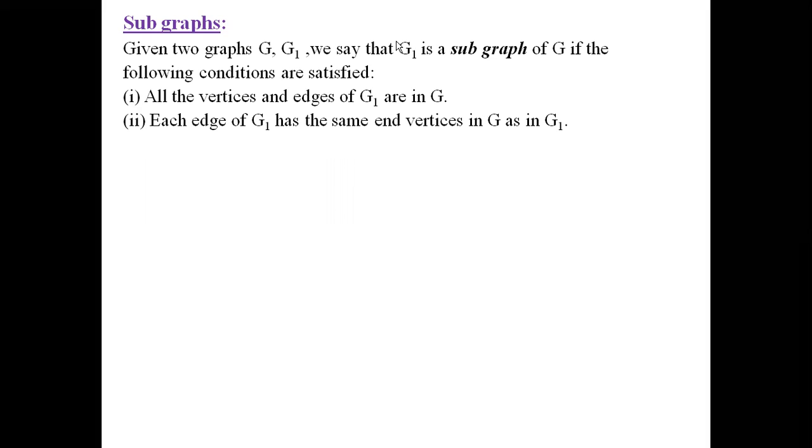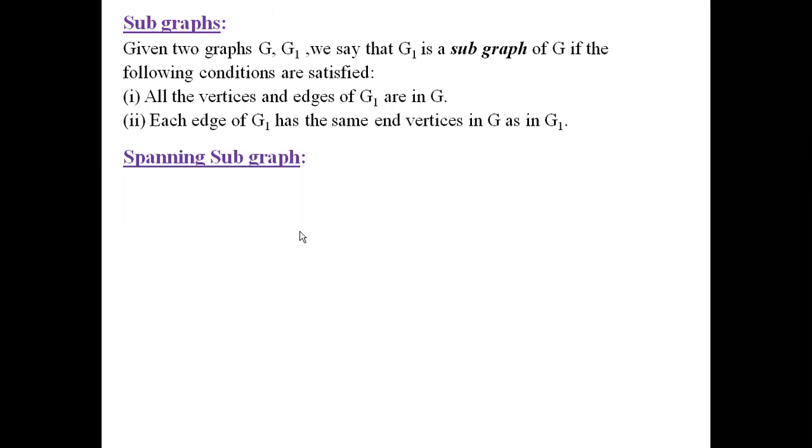So when we consider G and G1, we say that G1 is a subgraph of G if it satisfies the conditions that all the vertices and edges that we are taking in the graph G1 are from the graph G, and each edge of G1 should have the same end vertices which exist in the graph G. If these two conditions are satisfied, then we say that G1 is a subgraph of G.